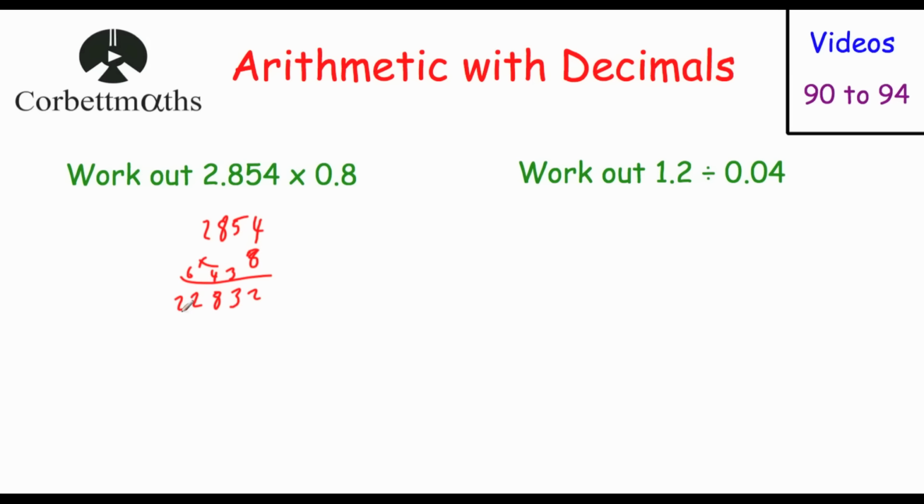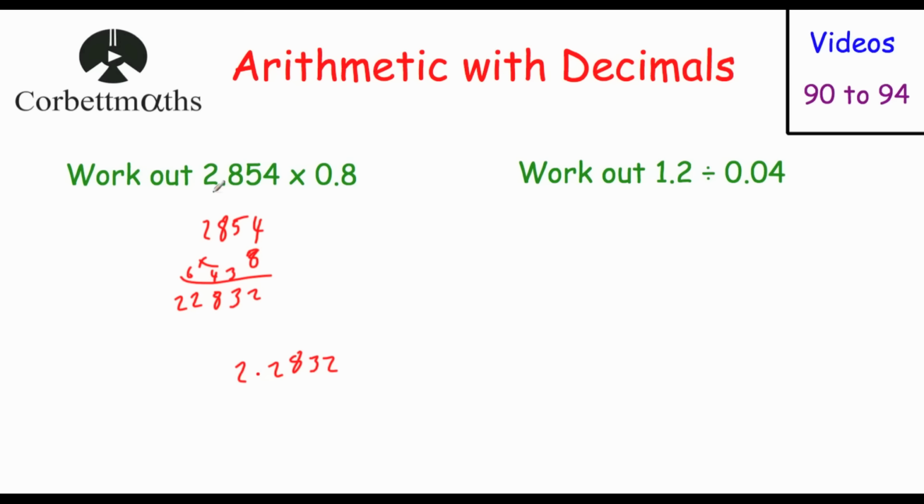So we've got 22,832. And to get our final answer, we can either consider the decimal places in the question. So it was 1, 2, 3, 4 numbers after the decimal points in the question. So it's going to be 4 after it in the answer. So the answer will be 2.2832, like so.